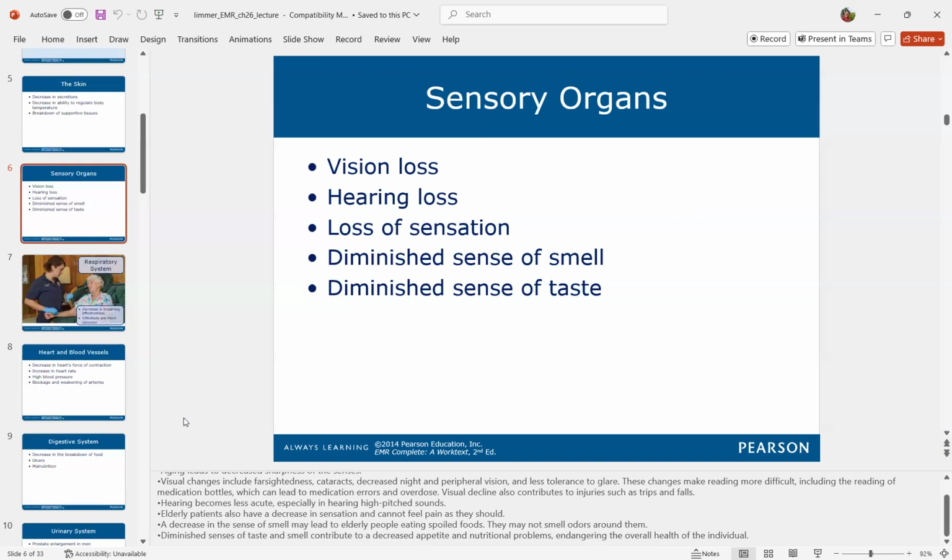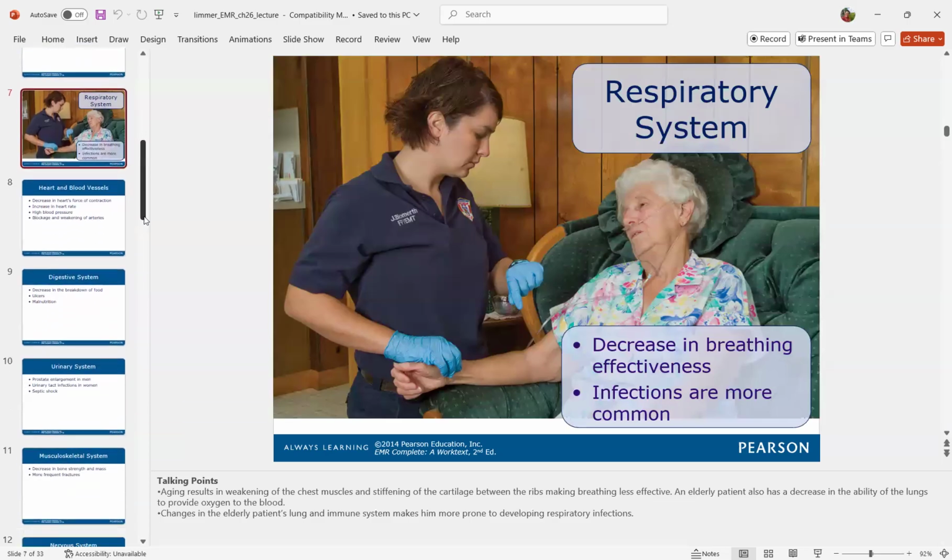A decrease in the sense of smell may lead to elderly people eating spoiled food because they can't smell that it's spoiled, so they eat it anyway. Diminished senses of taste and smell contribute to a decreased appetite, and they start having nutritional problems, which endangers the overall health of the individual as well. Sounds fun to get old, right?